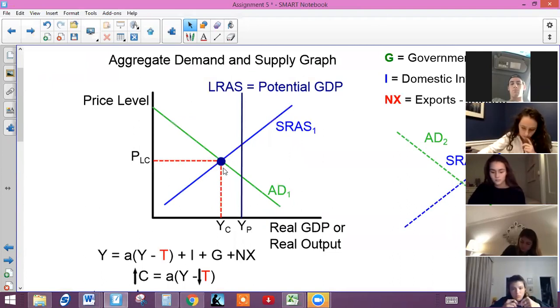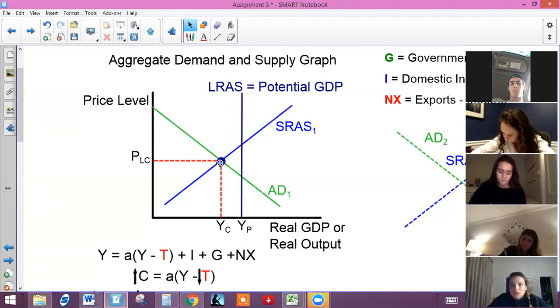And this would show us that we are in a recession, because by definition, when you're in a recession, your level of unemployment is higher than the natural rate. And if you think about the PPF, the production possibilities frontier, you're at a point inside the curve. Okay, that's what that's going to look like.